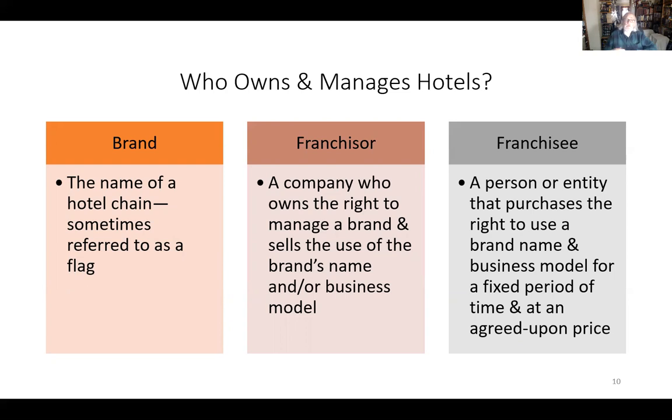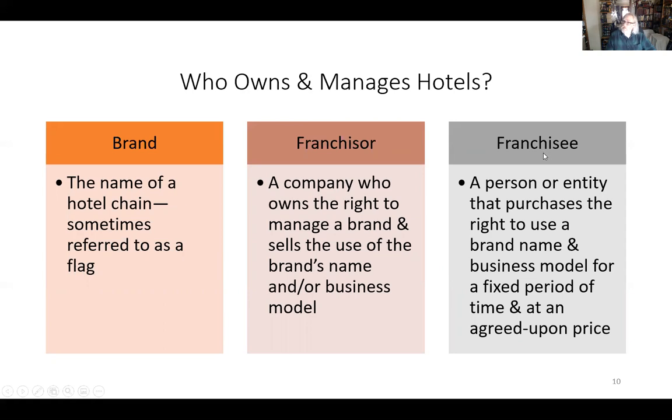So already you can see a variety of different owners that could exist just of these three terms that we have here. But the franchisee is that final person or entity that purchases that right through contract to use the brand name, the business model, and so forth. And there'll be a time period to it, and the price will be agreed upon. So it is a contractual thing, like a franchise operation in any other industry.